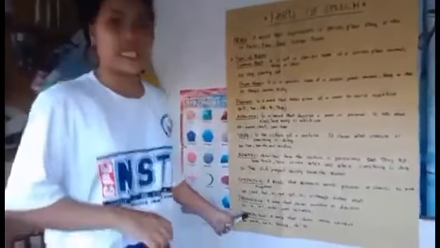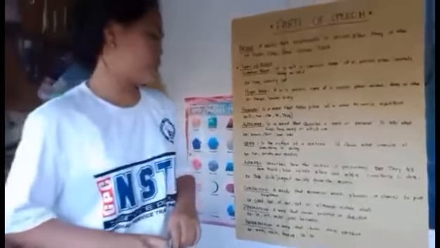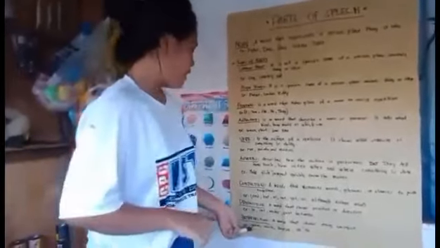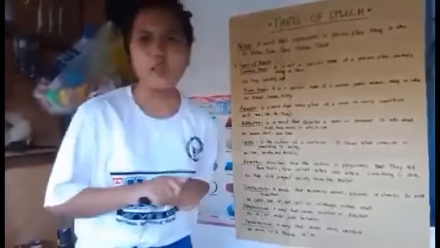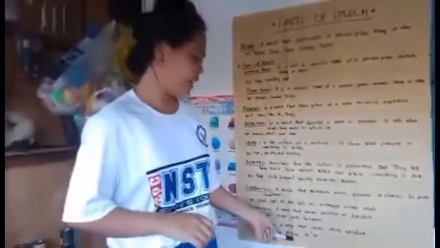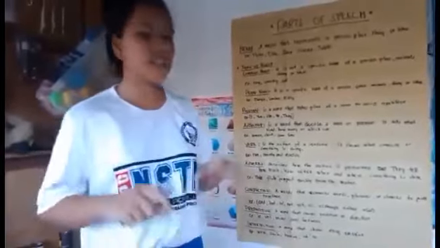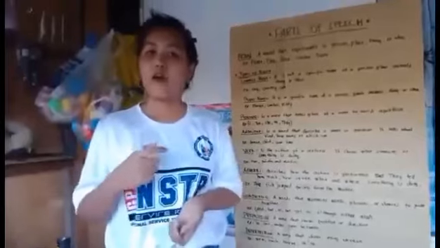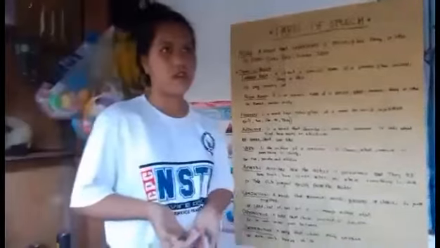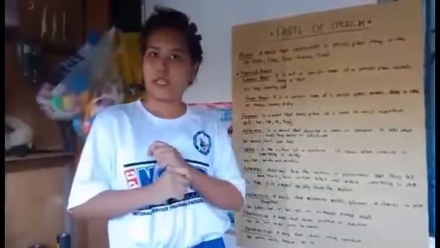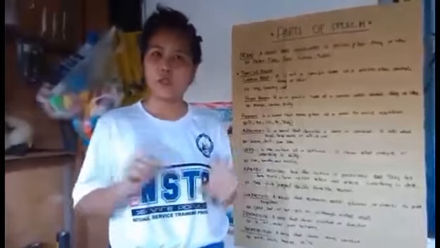So next is the last one, interjection, a word that shows strong emotion. For example, wow, ouch, hooray, and oh no. So it shows what we feel and our emotion. So we can say wow, for example, when we are surprised. So we show our emotion to people.